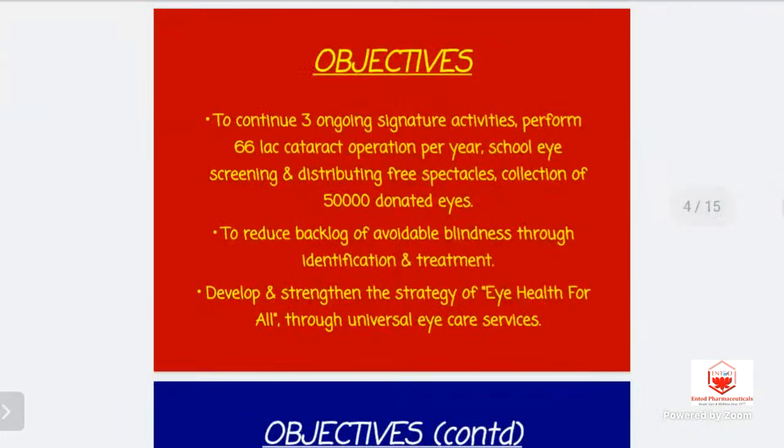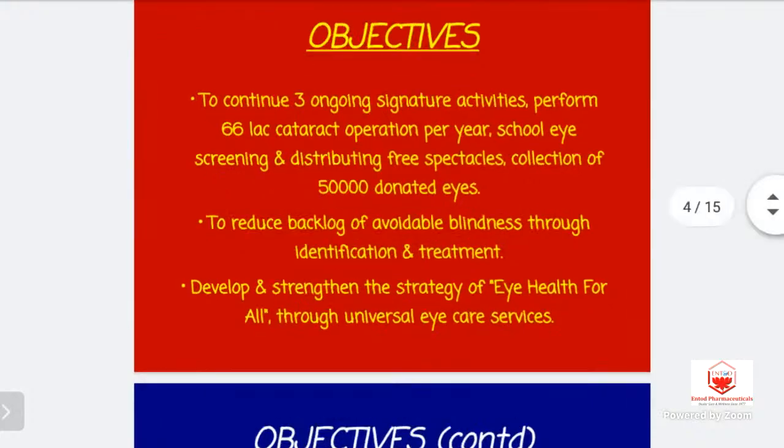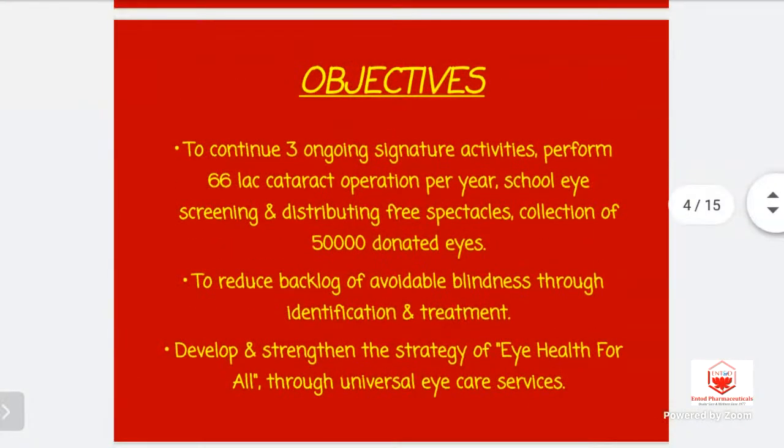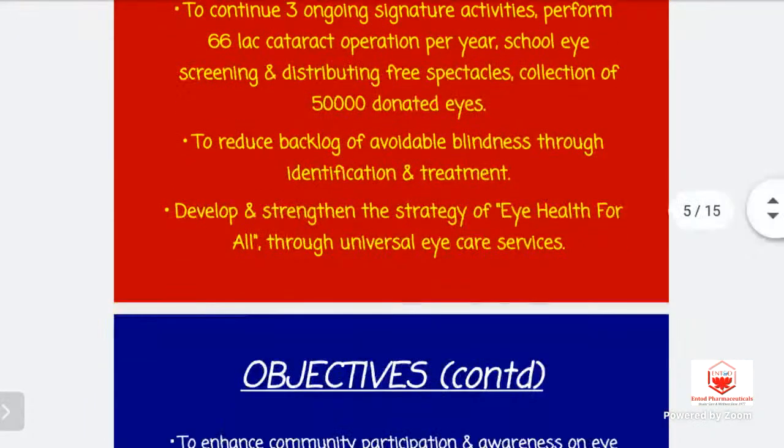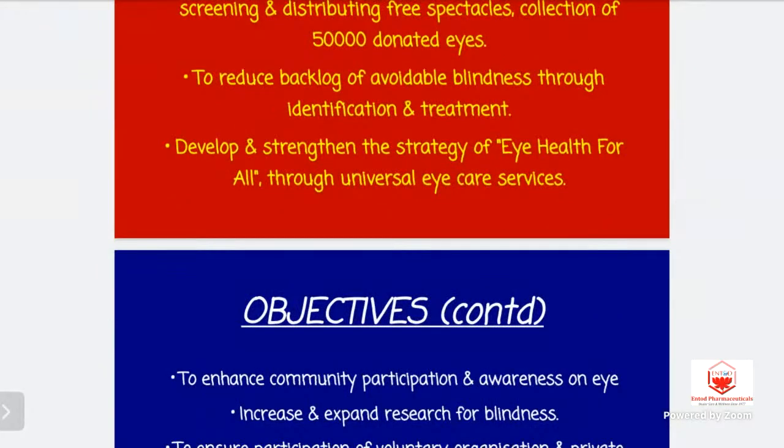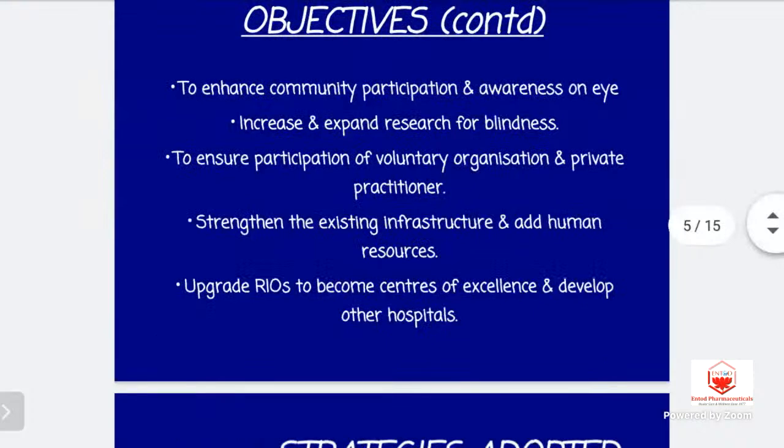So what were the main objectives of this program? So the main objectives were first to continue cataract operations, so to perform around 66 lakh cataract operations, school eye screening programs, and distribution of free spectacles, and also to reduce the backlog of preventable blindness by treatment and identification. And also there was a strategy called Eye Health for All, by which the government gave universal eye care services to everyone. So this program also focused on strengthening that strategy. And the other objectives include community participation on eye diseases and participation of voluntary organizations and to strengthen the basic infrastructure.